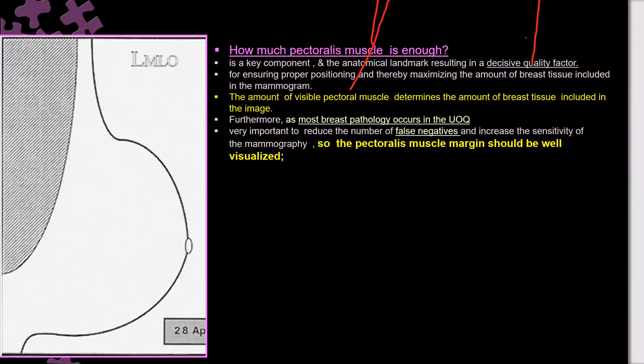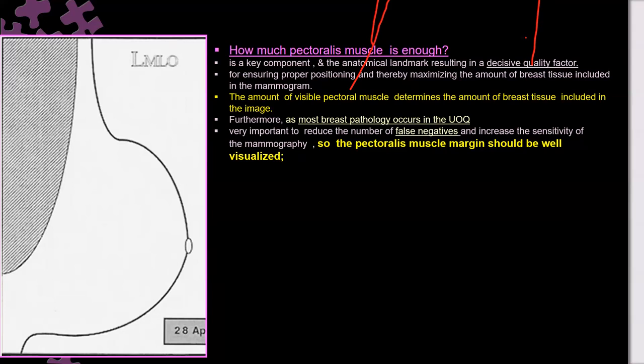Yes, we said it should be V shaped, straight, or convex like this, but we will not accept the concave one. Excellent. Yes, I think this is the most important thing. Any more? The lower edge of the muscle should be at the level of or below the posterior nipple line. Excellent.